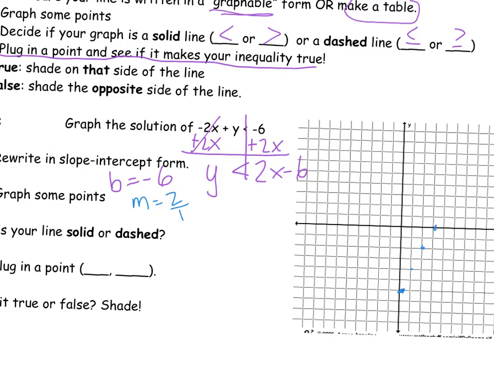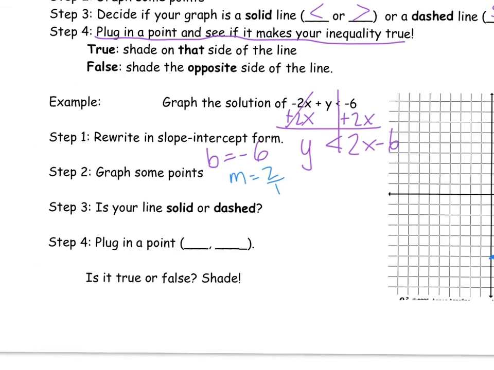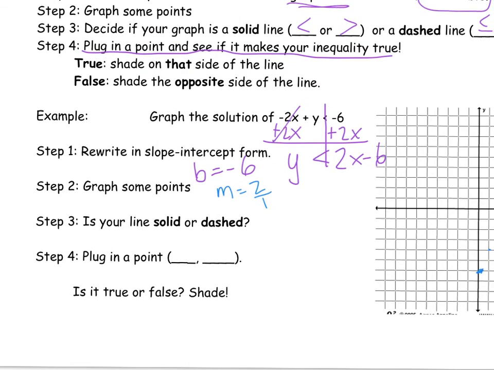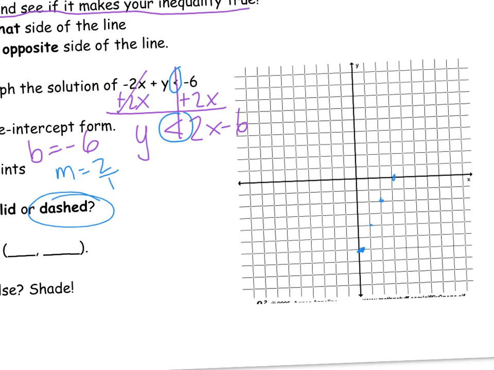So we've got that step checked. We rewrote, we graphed some points. Is your line solid or dashed? We're looking right here. Does that tell us it's solid or dashed? It just says y is less than, so it's going to be dashed. Come on back to that graph. Let's dash it.